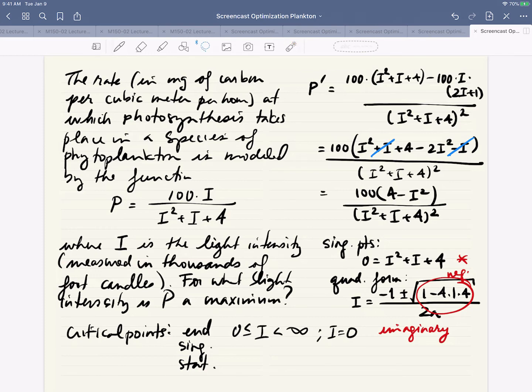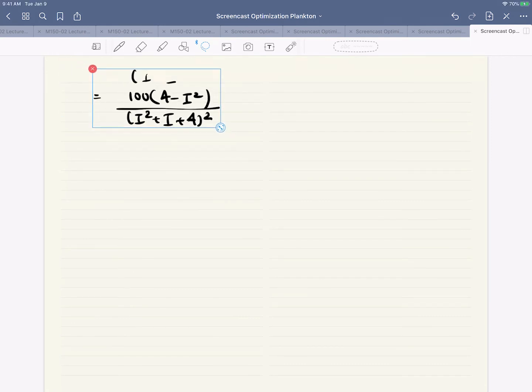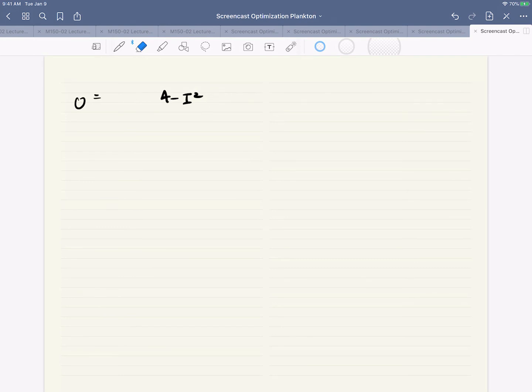Okay, let's now turn to stationary points. Let me copy this, bring it to the next page. And we want to solve 0 equals our p prime. To solve this, I can multiply both sides by my denominator. That's the process of clearing the denominator, so let's do that. Get rid of that. And I can divide both sides by 100. That's a constant. That doesn't change the equation.